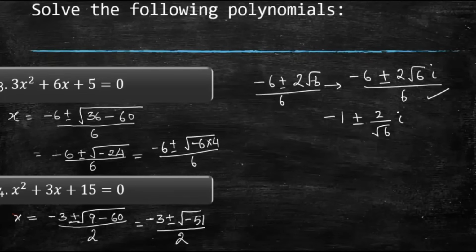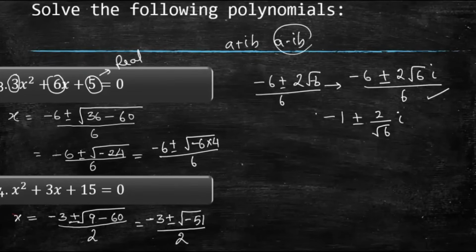So when do you actually get conjugate pairs? You get conjugate pairs when the coefficients of the equation are real numbers. When you have imaginary coefficients, this will not be the case. You cannot get a plus bi and a minus bi as the roots. They may be completely different. You get conjugate roots only if all the coefficients are real.